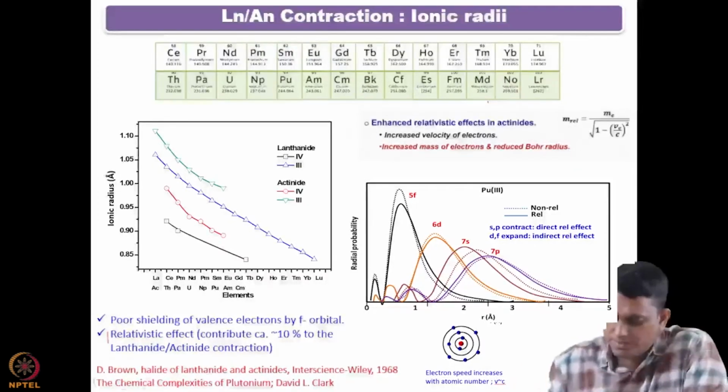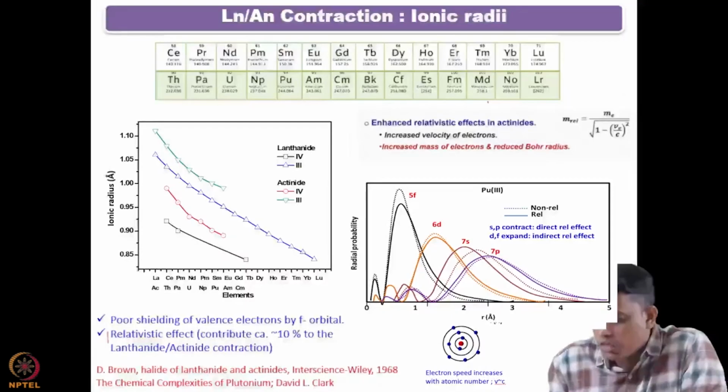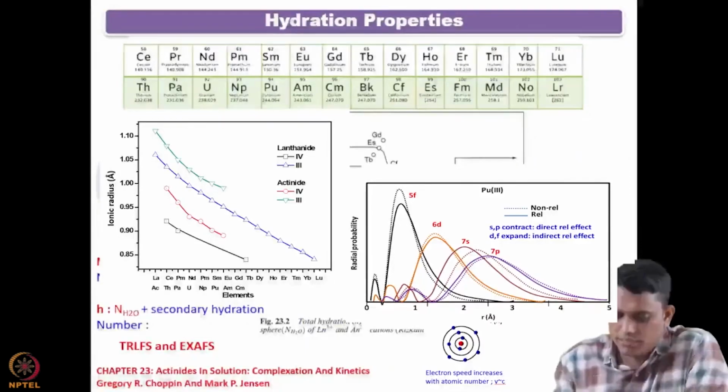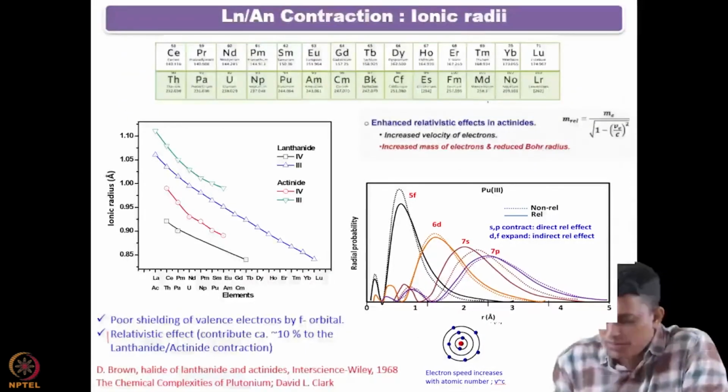That's shown here. When you talk about the s and p orbitals, if I am considering the relativistic domain and the non-relativistic domain, in the non-relativistic domain the orbital is here. But the moment we apply these relativistic corrections, the orbital shifts. The same you can see for the p orbital. This is non-relativistic and this is relativistic. So you can say there is a shift towards the nucleus.